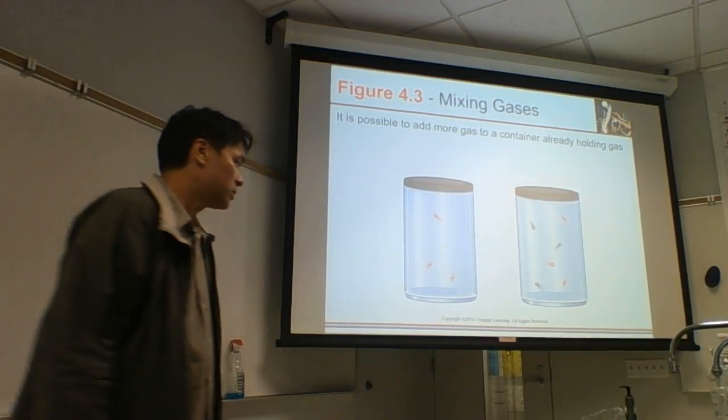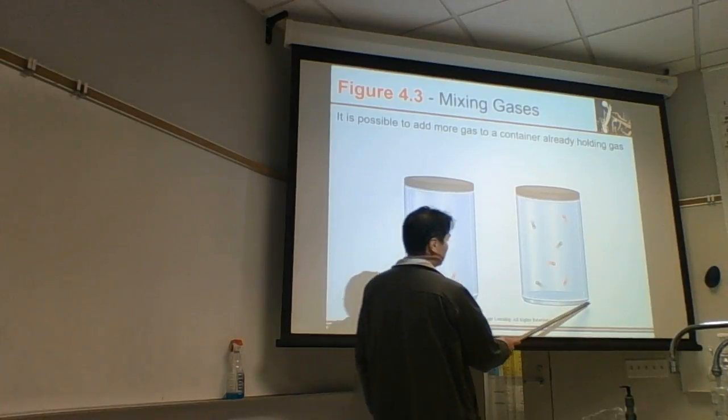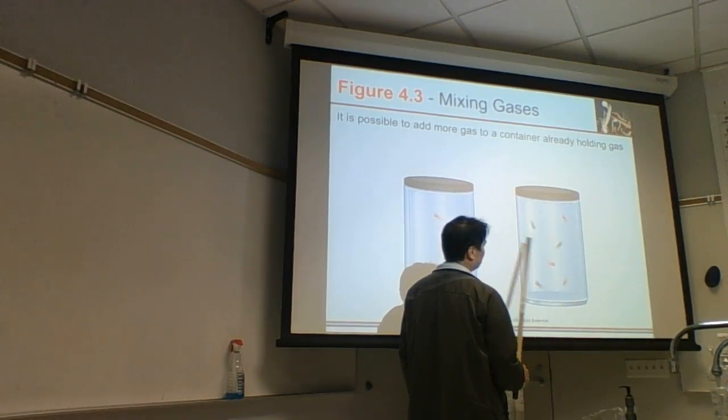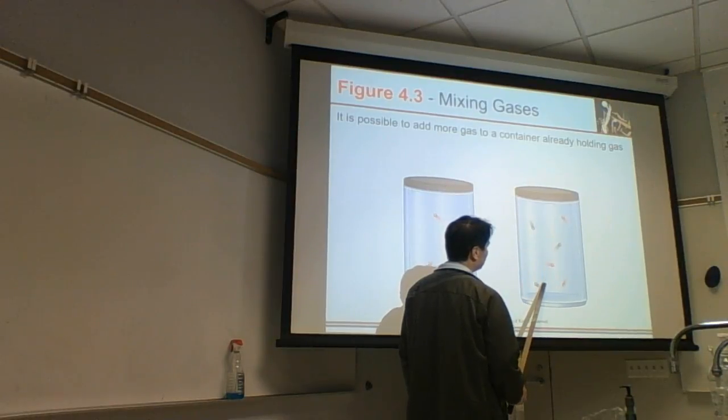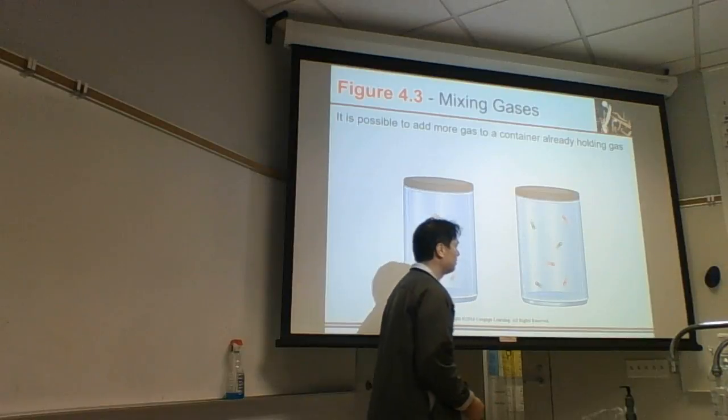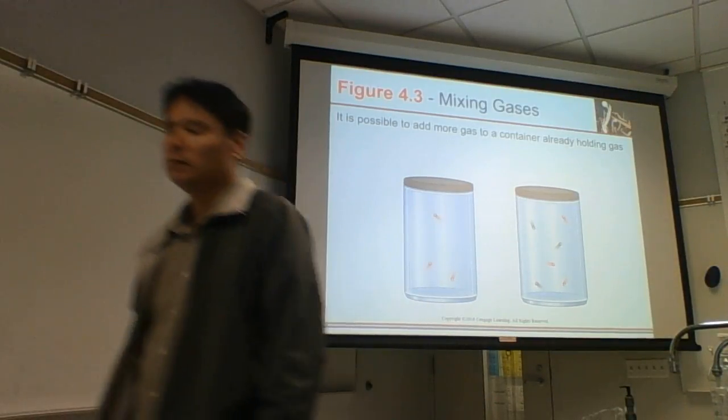One way to reduce the pressure of the mixture is just make the container twice as big. If we make the container twice as big, then we're adding twice as many molecules, but we have twice as much volume. Therefore, the pressure is going to be the same. We'll talk more about pressure.